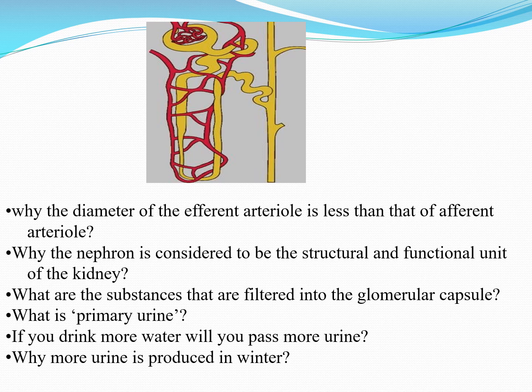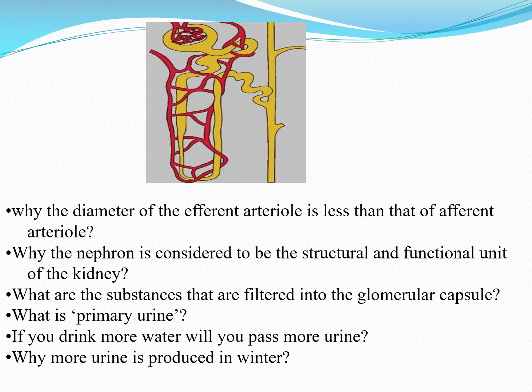Next question. What are the substances that are filtered into the glomerular capsule? Water, glucose, salts, particularly sodium and chloride ions. Next, amino acids, vitamin C. These are the substances which are filtered into the glomerular capsule.